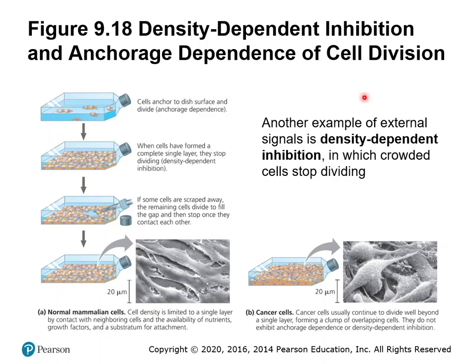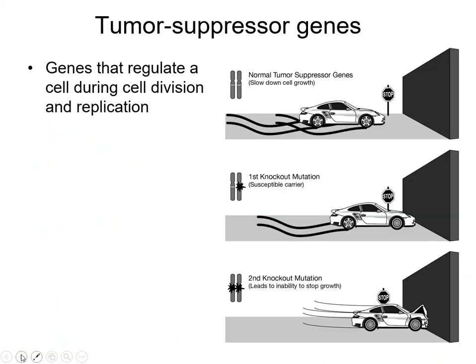Now, when you lose this density-dependent inhibition, this is when you start getting cancer cells. And you can see how this was a nice single layer of cells. Over here, when they lose that contact inhibition, that density-dependent inhibition, then they start to grow on top of each other and grow uncontrolled. Other things that can cause issues in our cells are some genes. We have two types of genes that are going to affect cell growth, help regulate at those checkpoints, and those are tumor suppressor genes and proto-oncogenes.